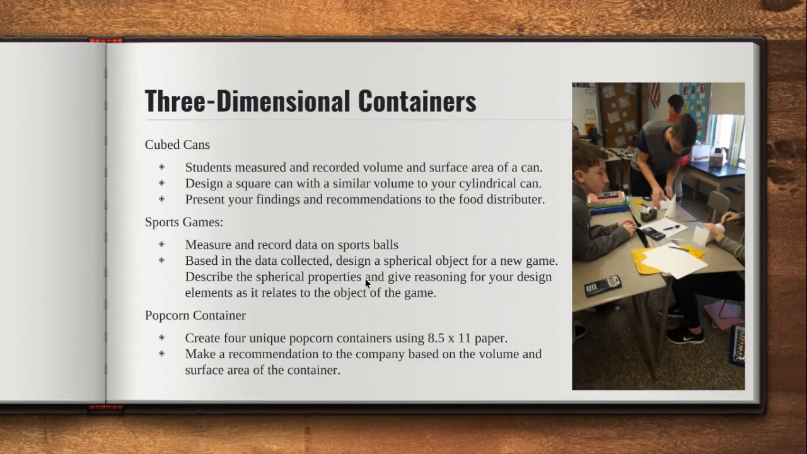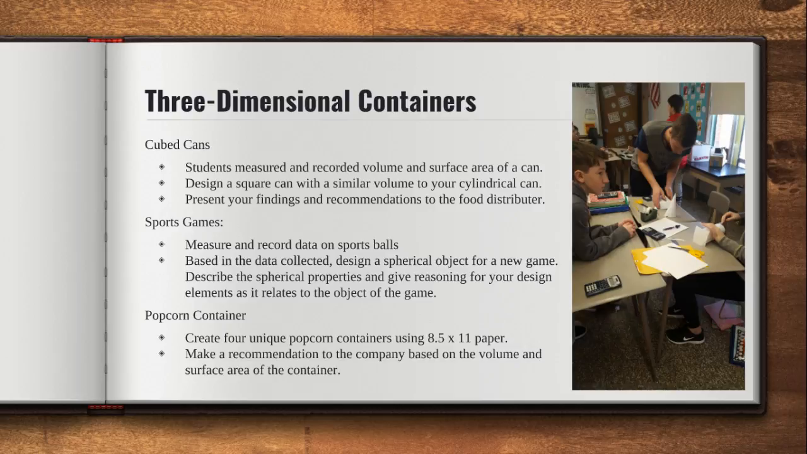The last example that I'd like to show you has to do with 3-dimensional containers. In 8th grade, students are expected to learn about the surface area and the volume of 3-dimensional containers. So there were choice activities. They had to work on the cubed can, which was designing a can for a food distributor. And this can had to be cubed, not cylinder. But the students had to also talk about why they would not recommend a cubed can to these food distributors and what the reasoning for that was.